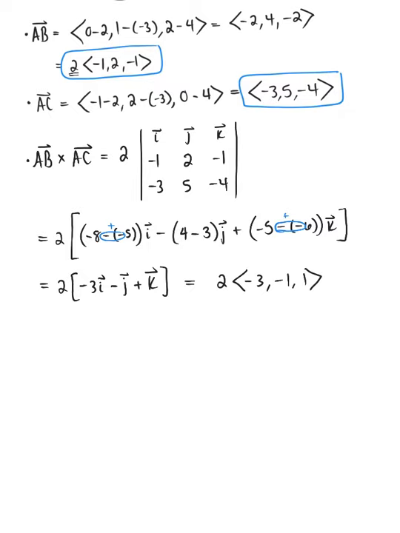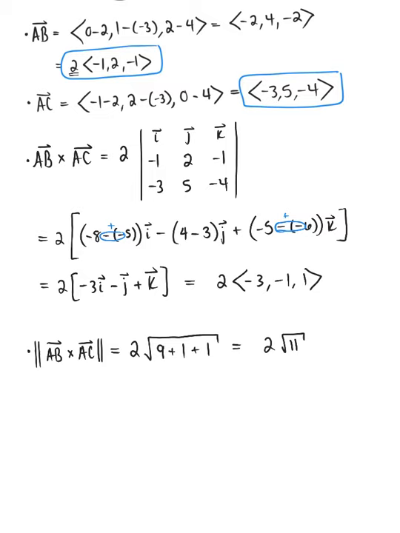So now we want to take this vector and find its magnitude. So we have the magnitude of the cross product of vector AB with vector AC. And again, by the length of a scalar multiple, we can keep the 2 on the outside. And then we take the distance formula of the components. So we have negative 3 squared is 9, plus negative 1 squared is 1, plus 1 squared is 1. So we are left with 2 times the square root of 11.